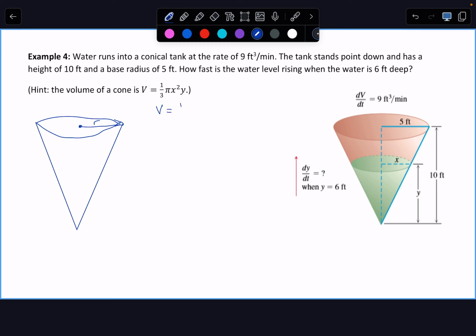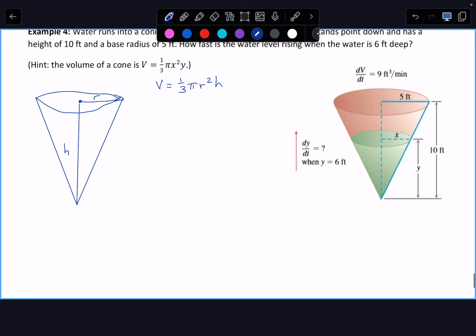So I'm going to say V is equal to 1/3 pi r squared h. I have an h right here. I know in this case, from what I'm given, how tall is my cone overall? 10 foot. Yeah, h is equal to 10 foot. And I know that r is equal to what? 5 feet, good. All right, and then I know that there's some water in it up to about this level, right?